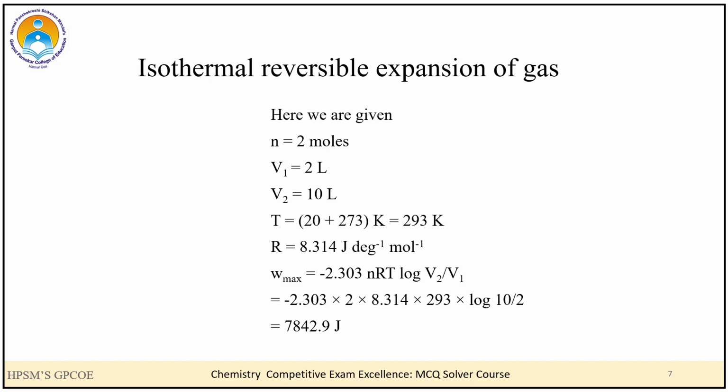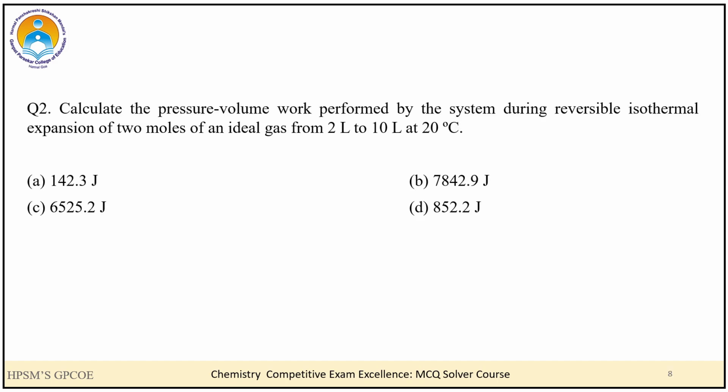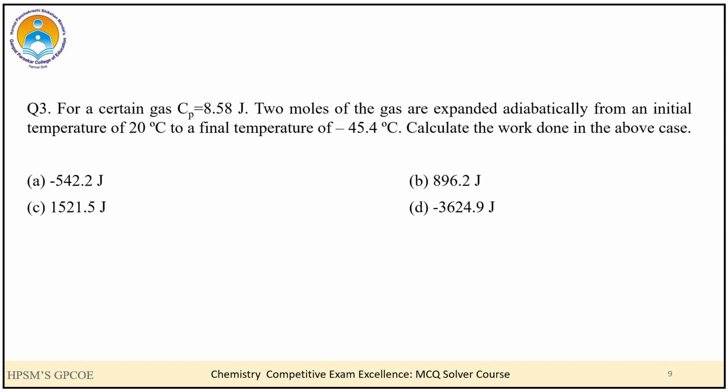Here we are given n equals 2 moles, V1 equals 2 liters, V2 equals 10 liters, temperature will be 293 Kelvin, R is given as 8.314 joules per degree per mole. The maximum work done is given by the expression minus 2.303 nRT log of V2 upon V1. Substituting the given values, we get a final answer of 7842.9 joules. Thus, option B is the correct answer. Let us look at another problem.